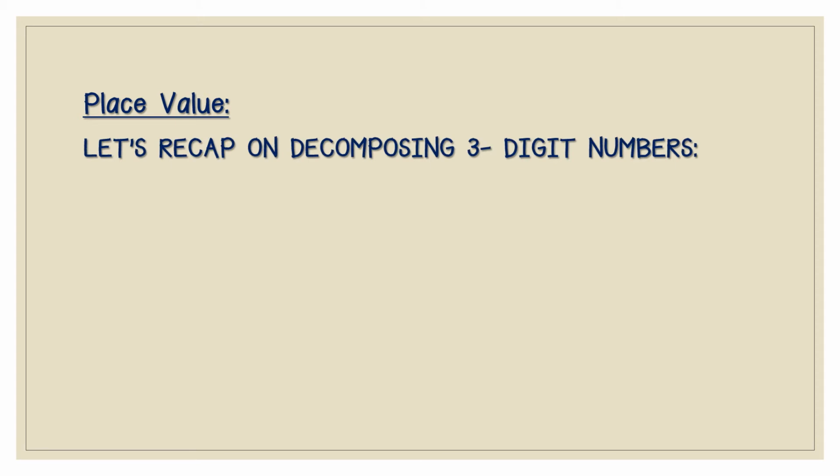Okay, we're going to go over place value and recap decomposing three-digit numbers. Remember, when we decompose three-digit numbers, we break them up into hundreds, tens, and units. So let's look at the first example. The first example says 634. What will be our hundreds, tens, and units? Yes, our hundreds will be 600, our tens will be 30, and our units will be 4.